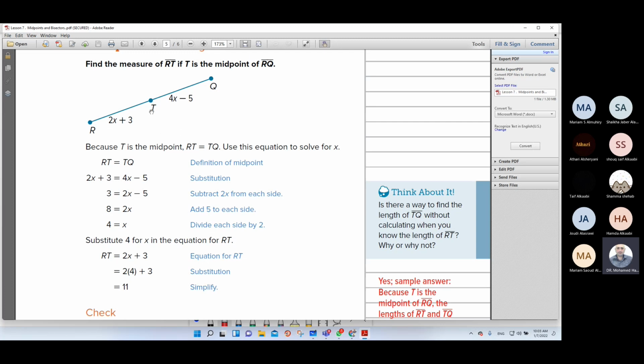So RT equal 2x plus 3, substitute the value of x here. So 2 times the value of x, 4, right here 4, plus 3, 2 times 4, 8. 8 plus 3 will be 11. So here 11 means here what? 11. If you check here, what is the value of x, 4? 4 times 4, 16. 16 minus 5 will be 11. So here 11 and here 11 because T is the midpoint.